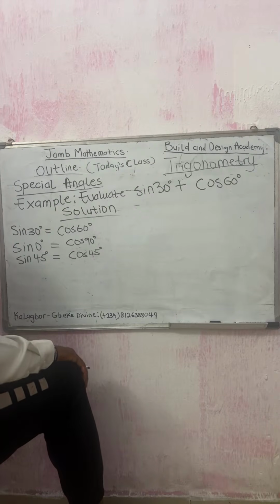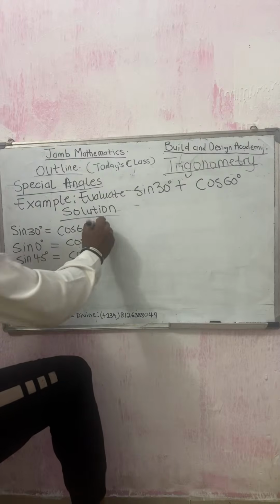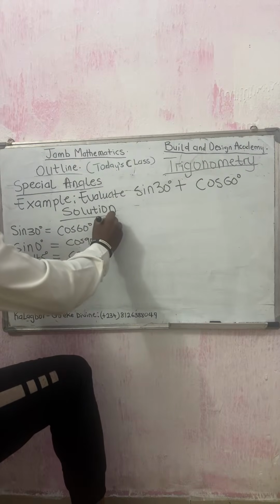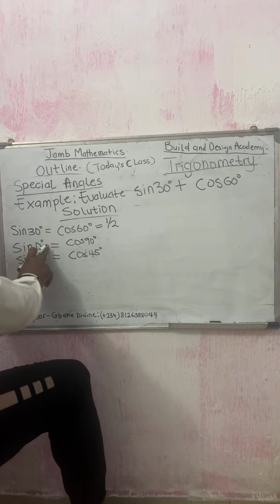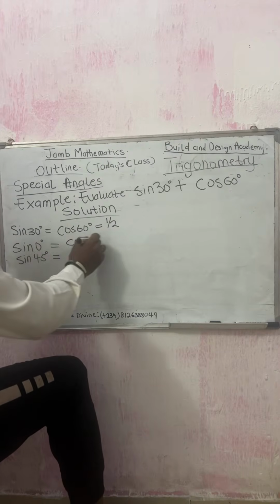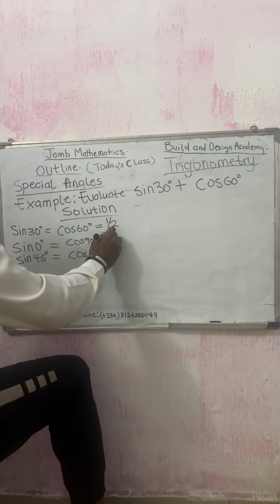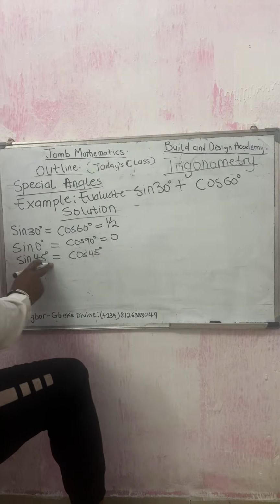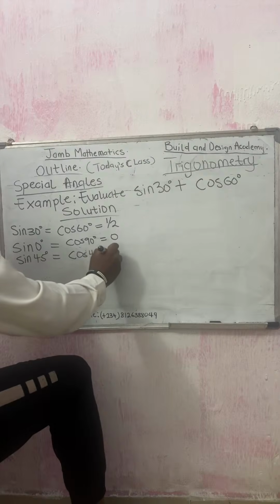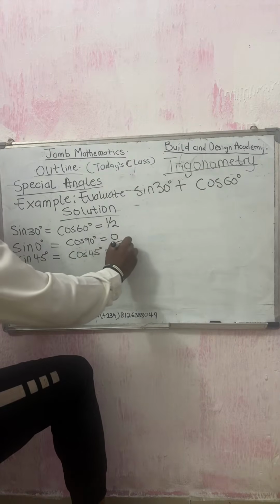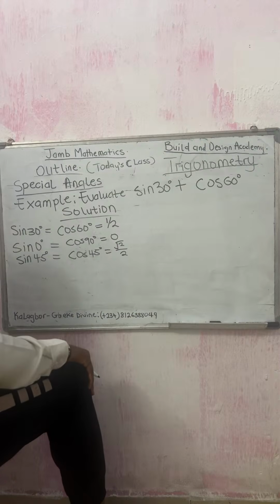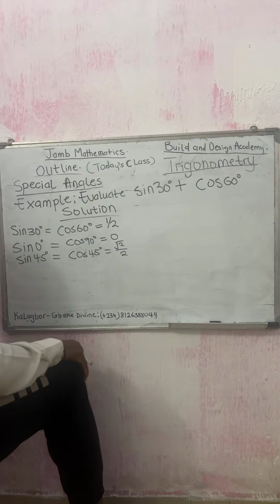Now, we have that sine 30 degree is equal to 1 over 2. Sine 0 degree is the same thing as cos 90 degree, which is the same thing as 0. And we know that sine 45 degree is the same thing as cos 45 degree, which is root 2 over 2. Now, we are done with that.